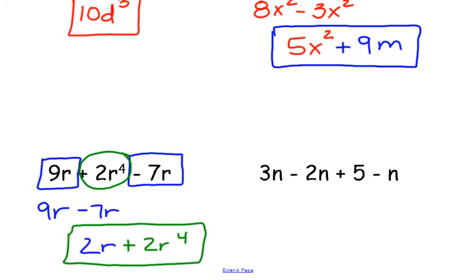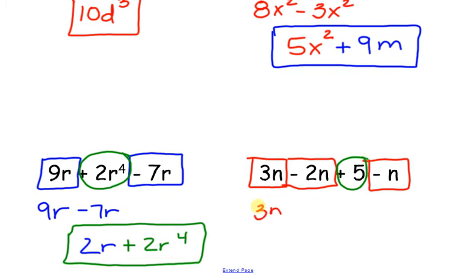Okay, now I have this guy over here. I have n with no exponent, n with no exponent. I have a whole number 5 and another n with no exponent. So I'm going to put my like terms together. And remember, you always take the sign in front of the number. Okay, so I have 3 n's here.